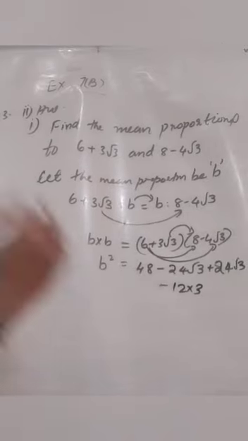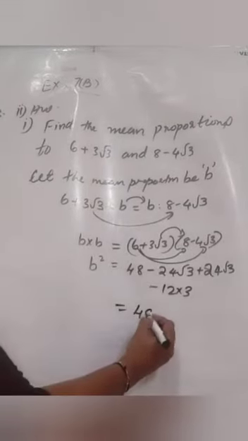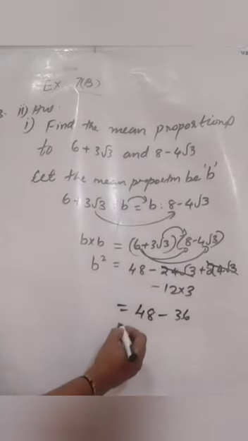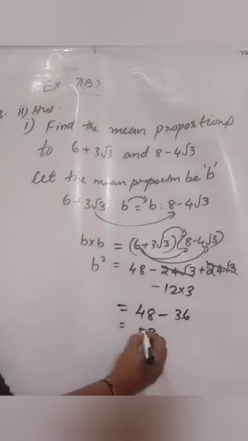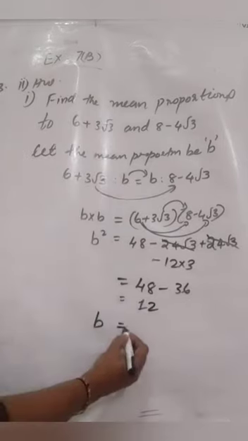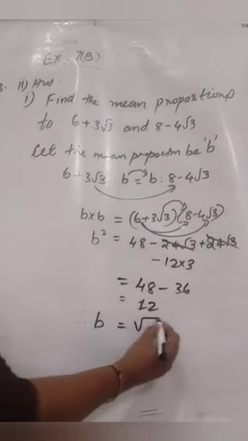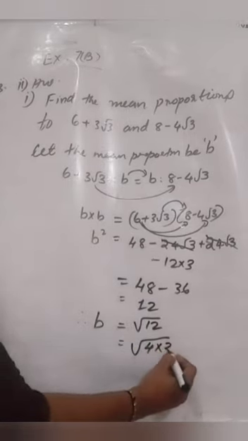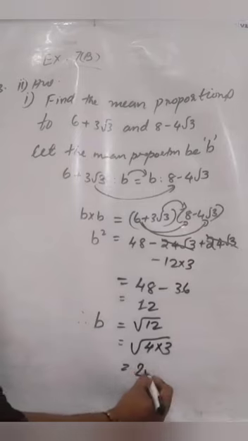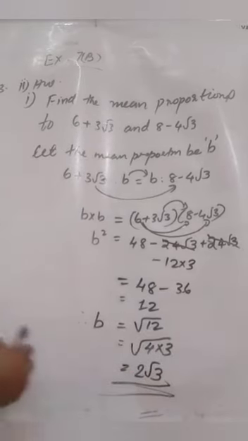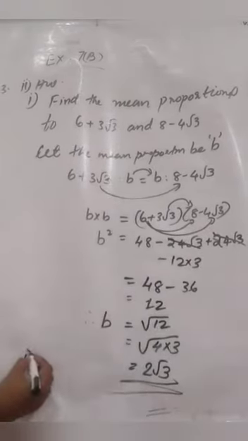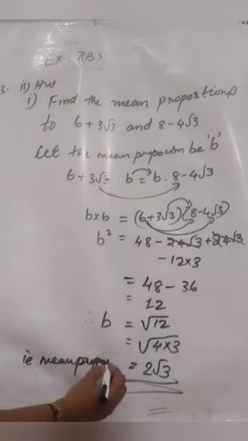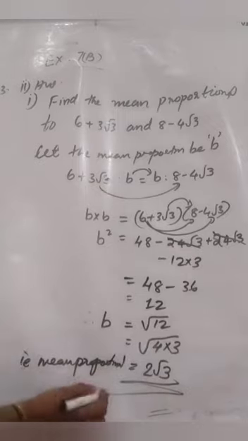Now you can see negative 24 root 3 and positive 24 root 3. That can be cancelled. 48 minus 36 is equal to 12. So b square is 12. So what is b? Root of 12. 12 can be written as 4 into 3, no? So 4 is a perfect square number, 2 is the square root. So the answer is 2 root 3. This is the mean proportional to 6 plus 3 root 3 and 8 minus 4 root 3.